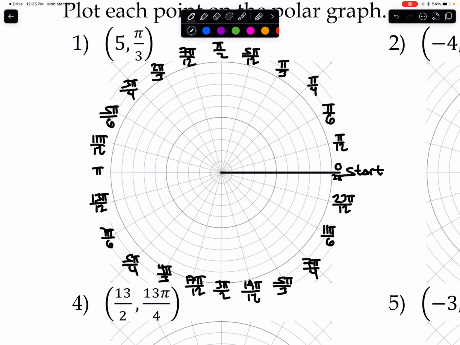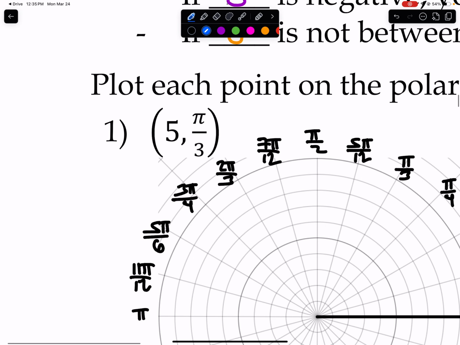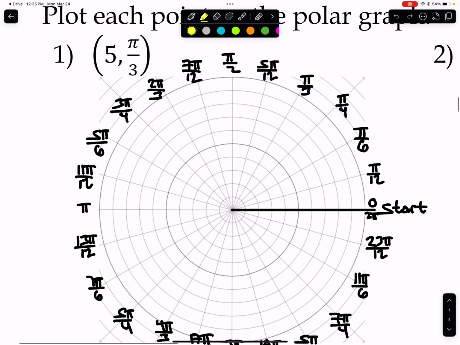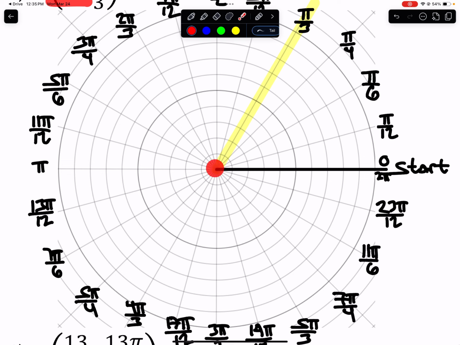So starting off, I want to plot the point 5 comma pi over 3. So what this tells me is I want to go to the fifth circle from the pole in the direction of pi over 3. So what I'm going to do, if it helps, you can highlight the line that we want to be on. So from the pole, I want to go in the direction of pi over 3. So I need to be somewhere on that line. And then I want to go to the 5th circle from the pole. So counting from the middle, so starting here at the pole, then we're going to go 1, 2, 3, 4, 5. So right here, this would be our point.